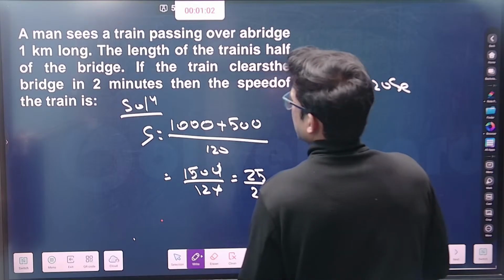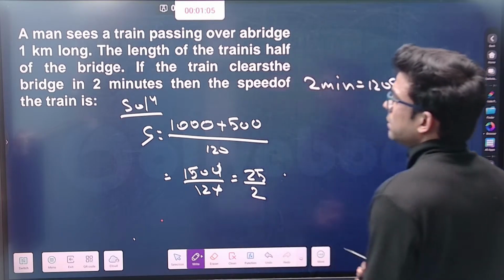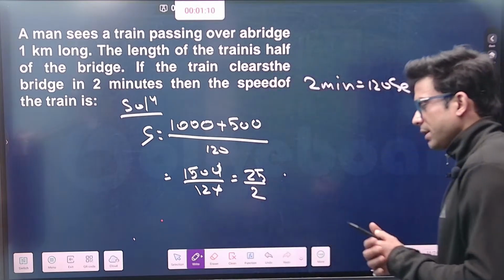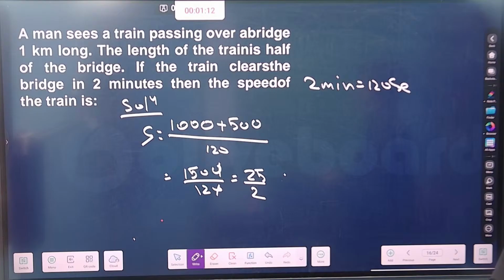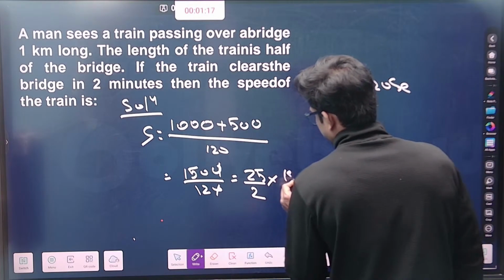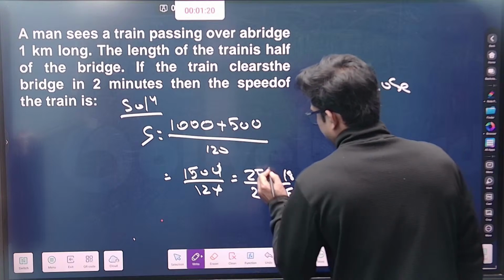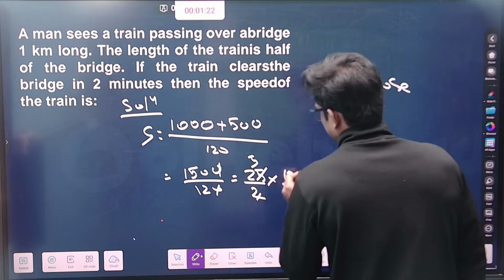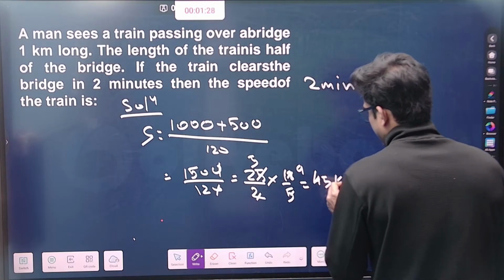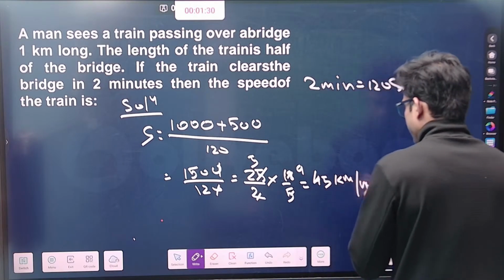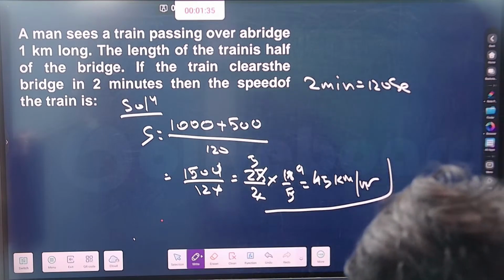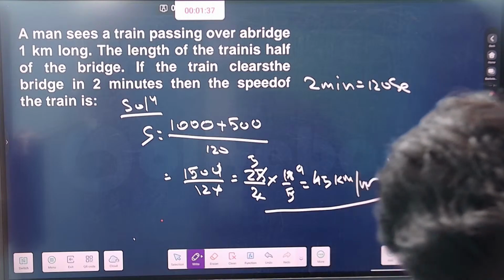But this is in meter per second, na? This is in meter per second. If you want to change into kilometer per hour, then multiply this by 18 by 5. 5 5s are 25 and 9 times 5 is 45 kilometer per hour. Is it clear?